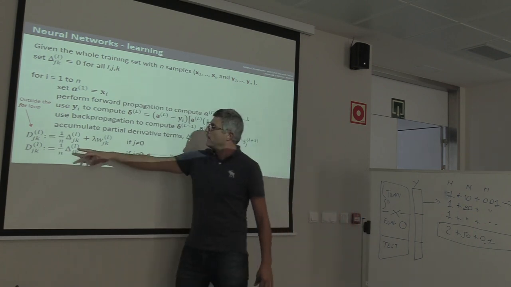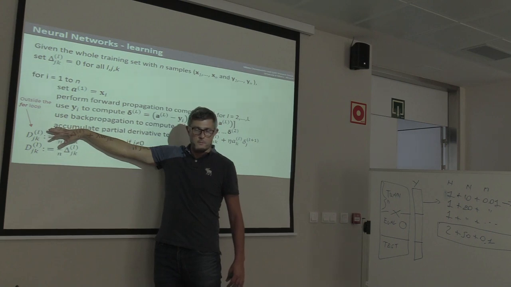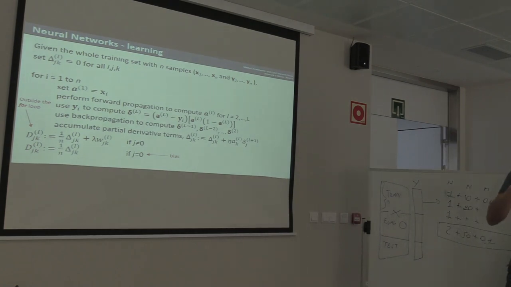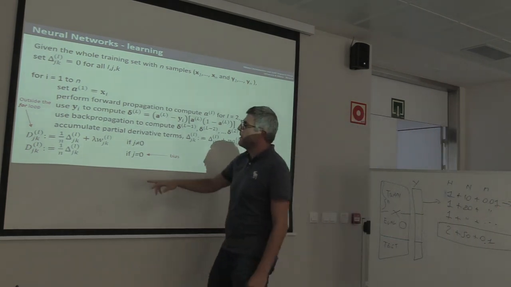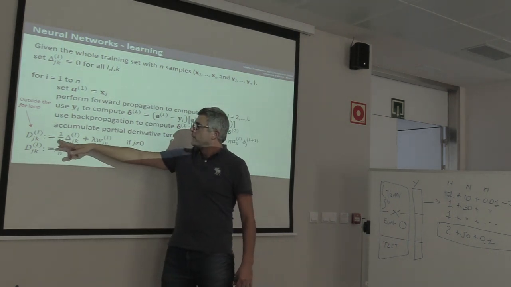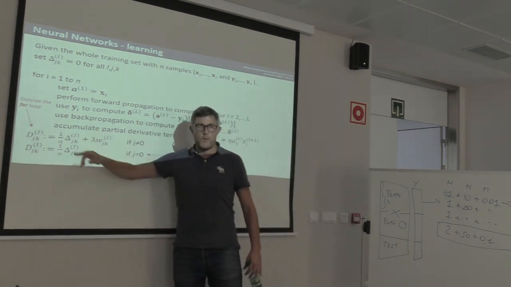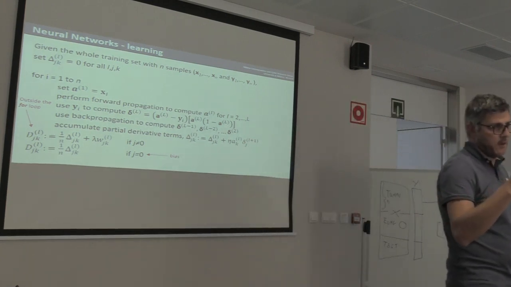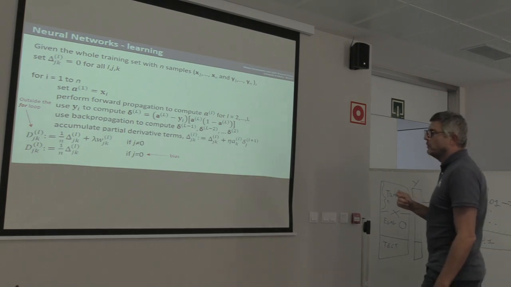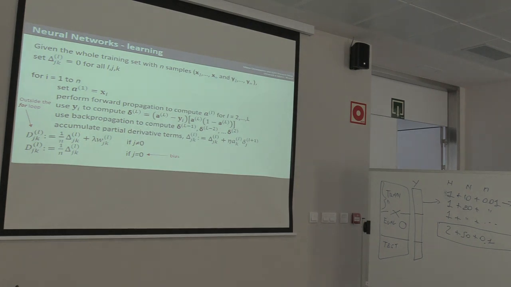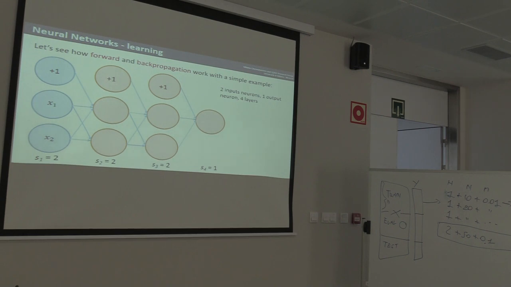And then, when we have finished, we can update the weights on the basis of these terms. So this is where we have accumulated all these errors. If we divide by n, we have a kind of average error, and we can use that one to make the weight correction. And this is what happens in one iteration.